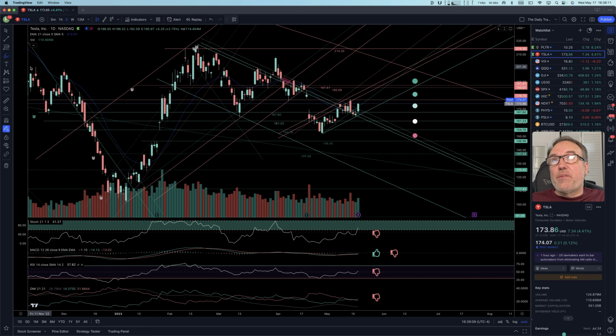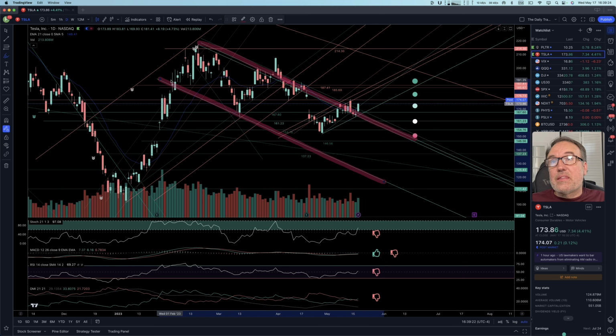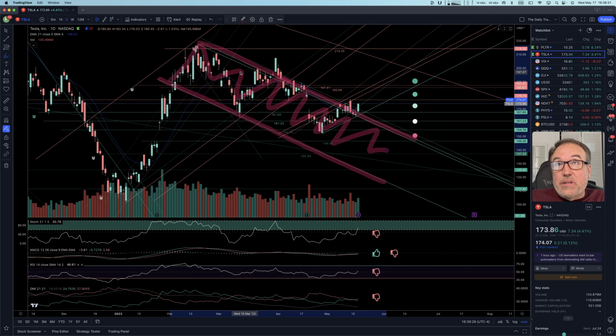We have been following a few patterns. One of these patterns right here is a downward channel. This is indicating that Tesla is going down. Tesla is in a downtrend and the stock is going down. It tends to go from the bottom line to the top line, the support line to the resistance line, and it tends to come down at this rate.